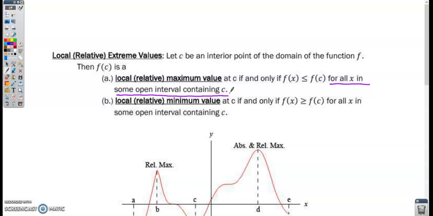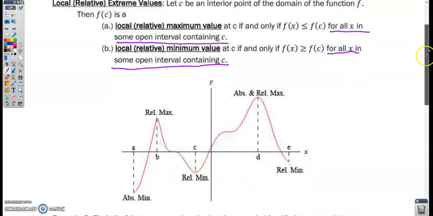Sometimes we refer to these as the values in its neighborhood, which is a different way of saying this. A similar statement holds for a local minimum value at c: if and only if f of x is greater than or equal to f of c, again, for all x in some open interval containing c.